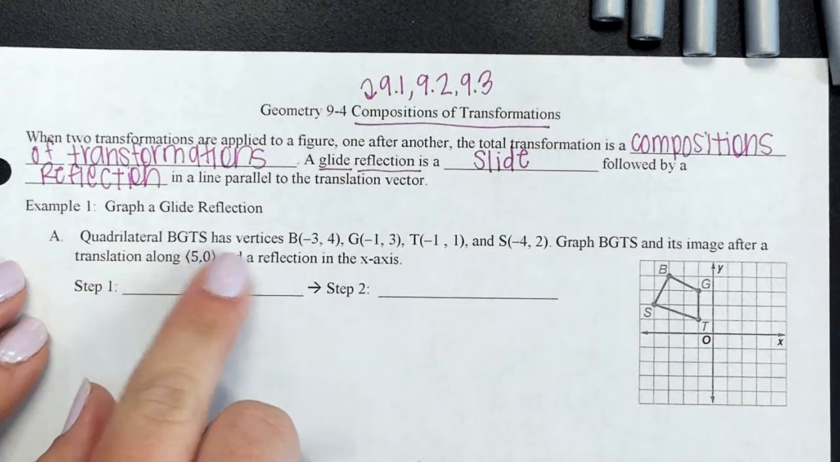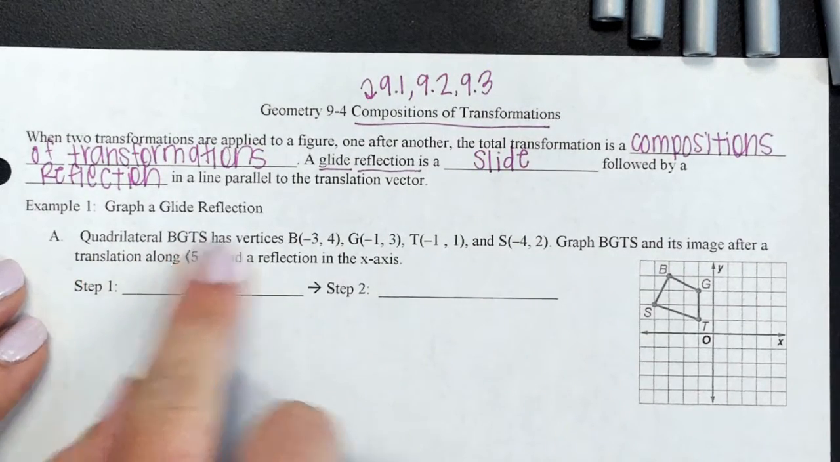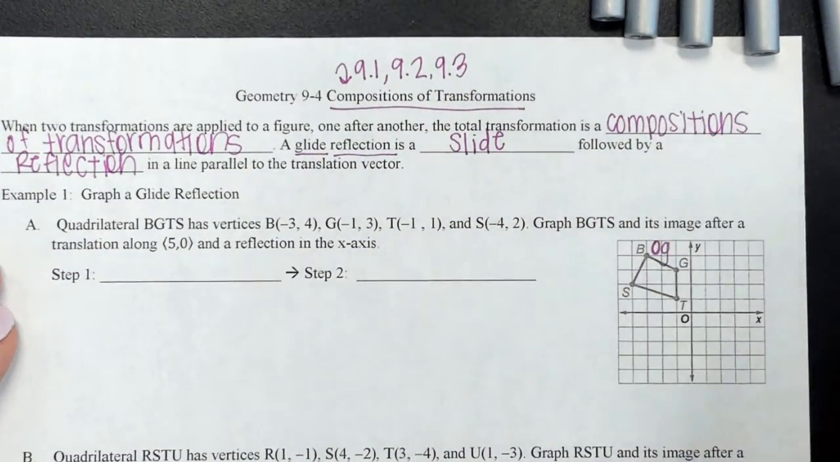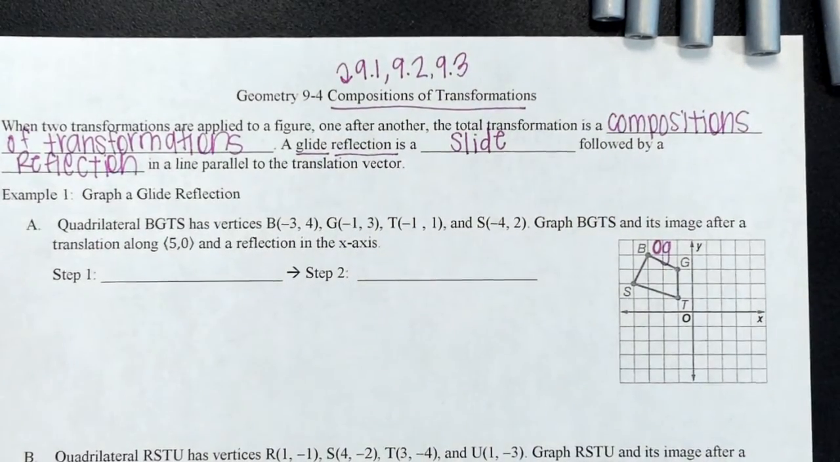The first one, quadrilateral BGTS, has vertices of these. Okay, so this is your OG. If you like pens or colored pencils, you will need 3 of them today. Why? The original, the first step, and the second step, which is why we might need 3 different colors. So if you need those, go get them now.